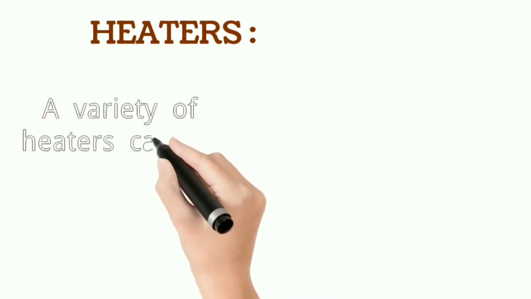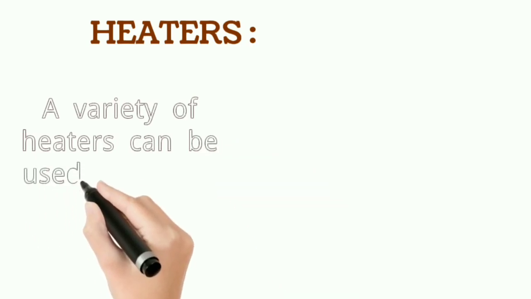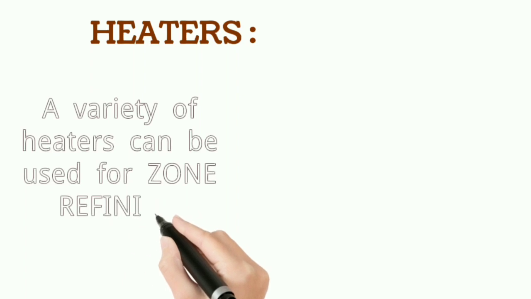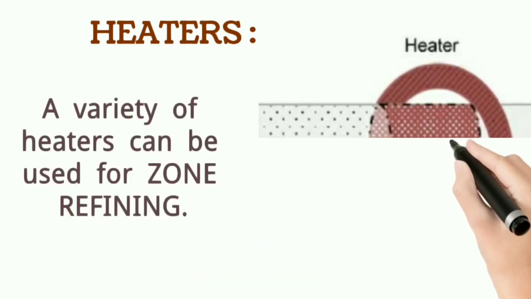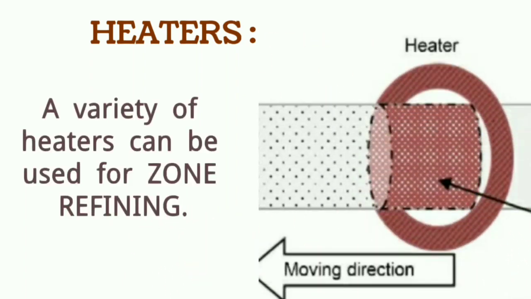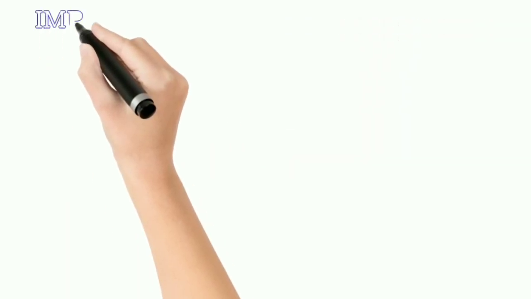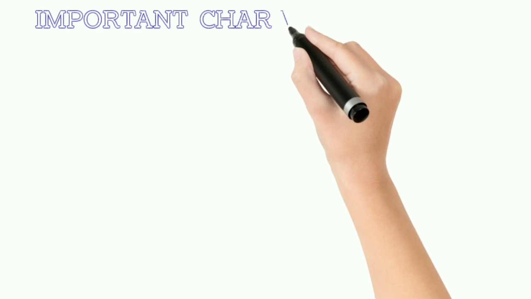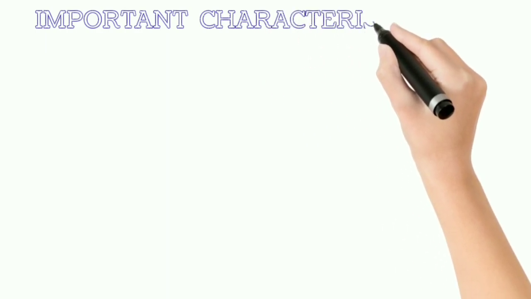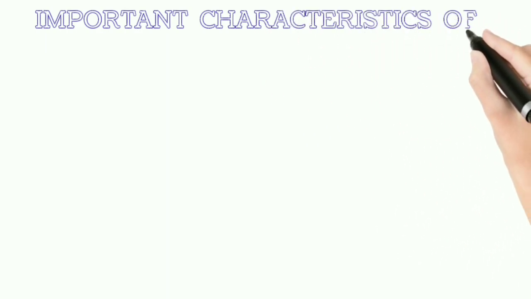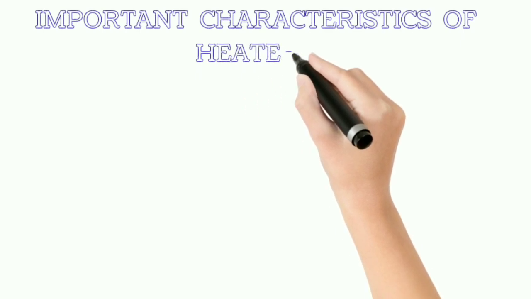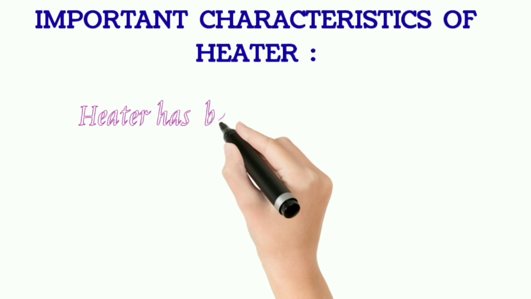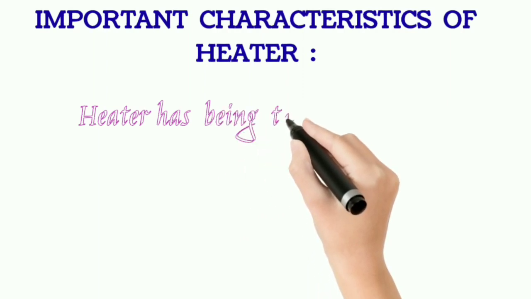Now let's see about the heaters. What are the heaters we are using for this zone refining process? A variety of heaters are used for the zone refining process. First let me explain the characteristics of the heaters, then I will tell you about the types. What are the important characteristics of the heater? How and in what way it works, I'll explain now. The heater has the ability to form short molten zones.